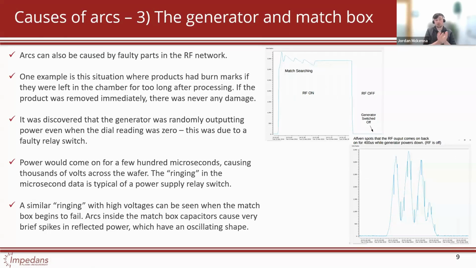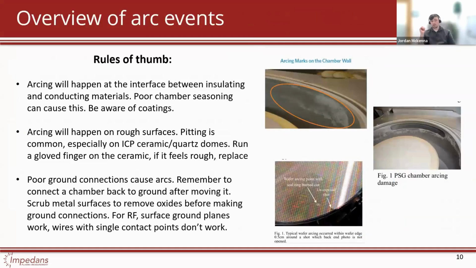So those are three of the main causes of arcs in the tools that we've seen. One great thing is to have a couple of rules of thumb before you do any sort of processing. First, as you mentioned at the start, arcing will happen at the interface between insulating and conducting materials. So poor chamber seasoning can cause this.